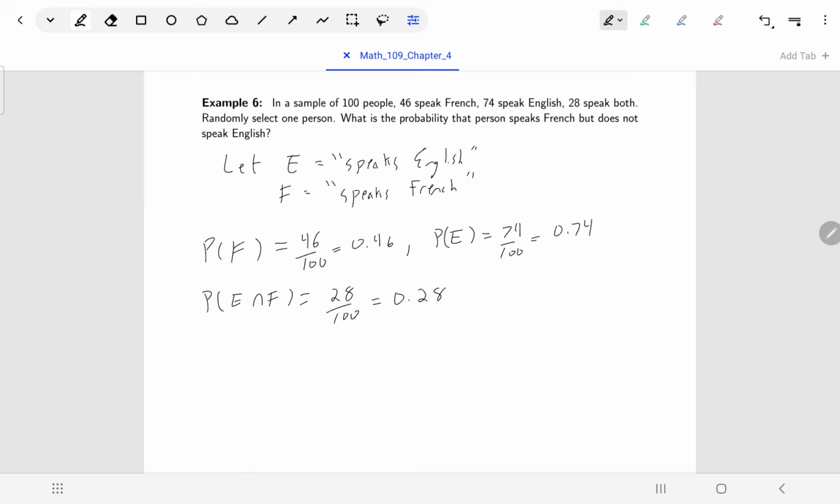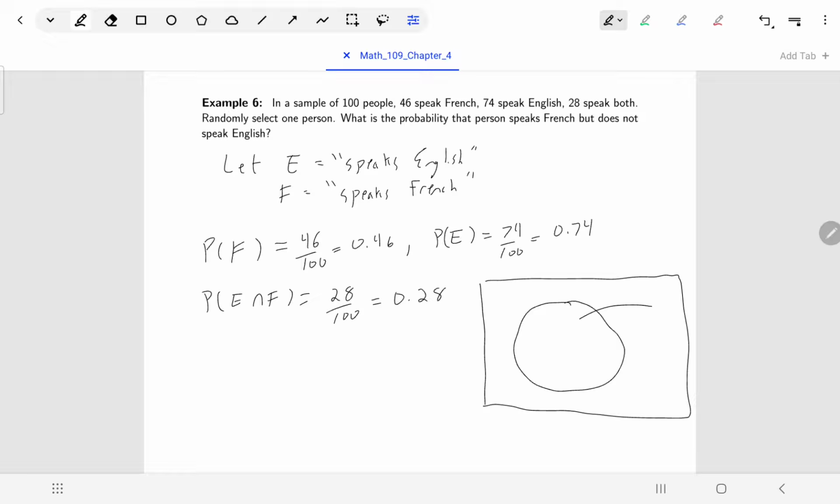So now I'm going to draw myself a little Venn diagram, and I'm going to put in the probabilities in the same way that we did back in chapter 3. We start in the center and work our way outside. So to begin with, in the center, E intersect F, 0.28. That's the probability of being in that overlap. Now, we know the probability of being in the English circle is 0.74, a 74% chance of speaking English. We've already put in 0.28.